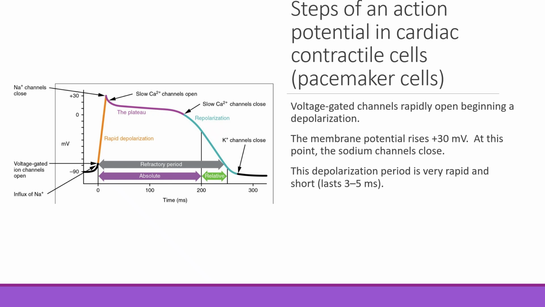So what are the steps in the action potential in cardiac contractile cells or pacemaker cells? We have the voltage gated channels that rapidly open at the beginning of the depolarization. The membrane potential is going to go up to positive 30 millivolts. So that number is basically the same. Remember, we start around negative 70. In the case of the heart, we start around negative 90 usually, but we go up to positive 30, and it's at that point the sodium channels are going to close. This depolarization period is very rapid and short. So that's the red on the chart that you're seeing.